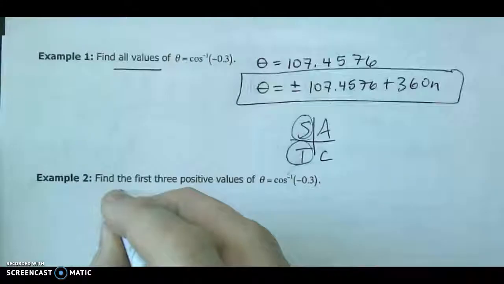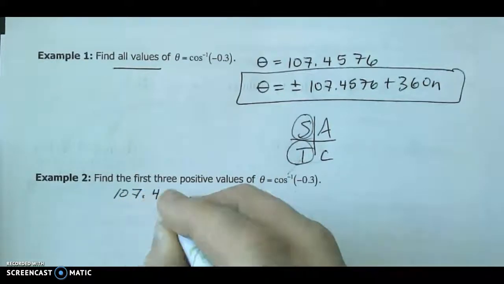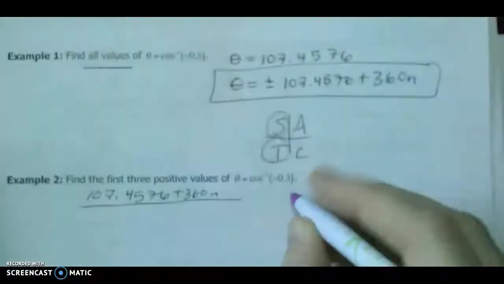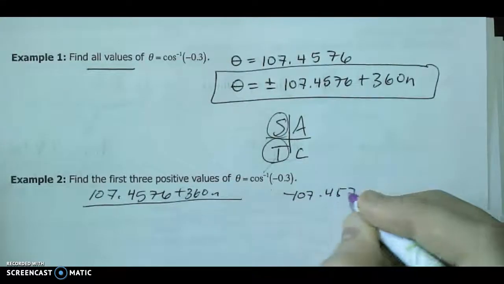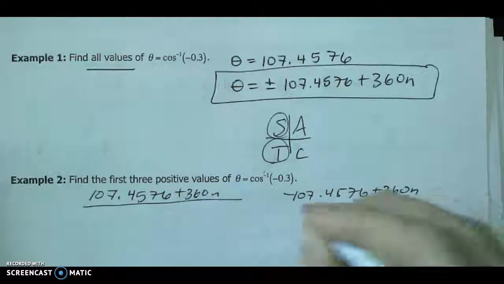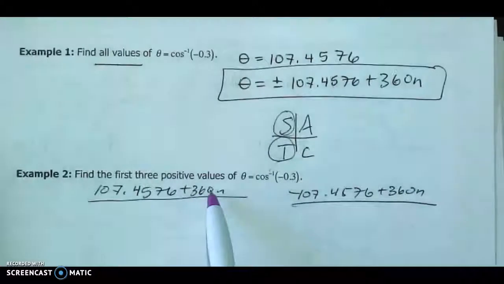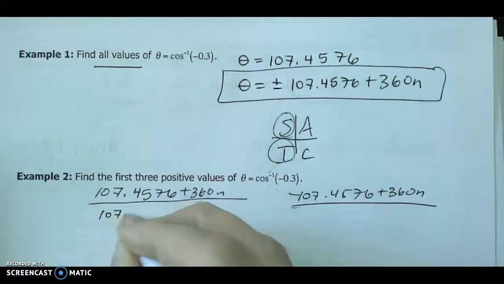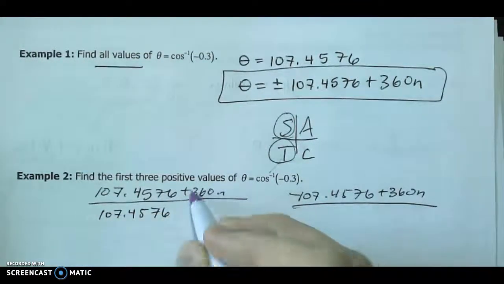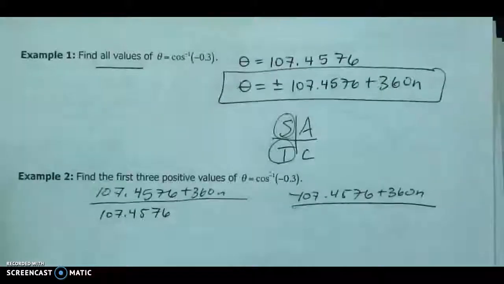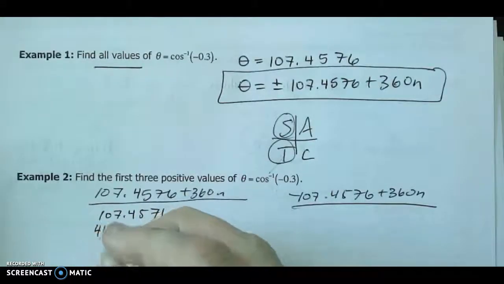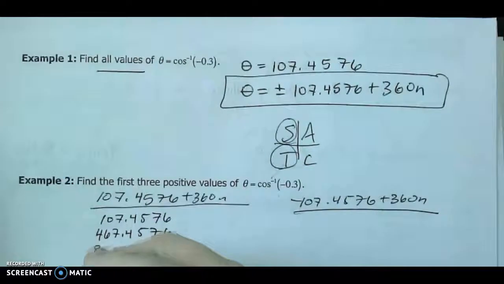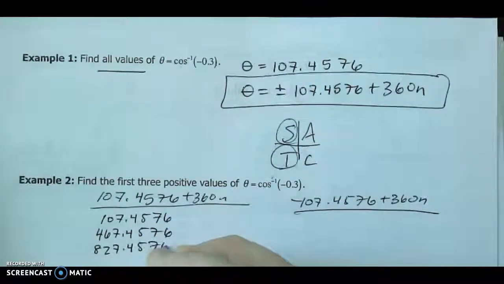So I usually make a chart of these. So starting with 107, and then I'm going to add 360 to that. And then over here, start with negative 107 and add 360 to that. And we're looking for positive answers. So if I subtract 360, it'd be negative, so don't do that. If I leave it alone and I don't add 360, it's positive. So that's one of them. If I add 360 to this, I get 467. If I add 360 again, I get 827. So that's enough for that list.